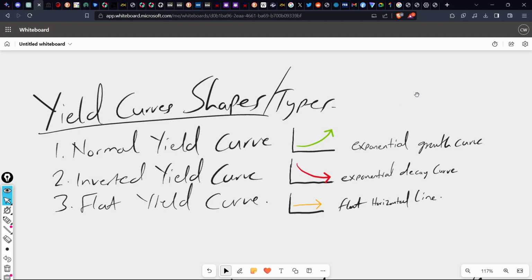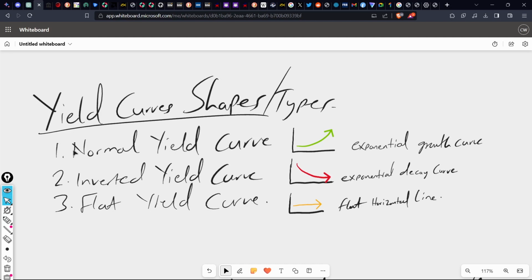Now let's talk about the shapes and types of the yield curves. Number one is the normal yield curve, as I've shown you above. It's an exponential growth curve. This is usually how it looks for the most part. Number two, inverted yield curve. It's an exponential decay curve, as you have seen the current curve is looking. And number three, the flat yield curve. Flat is just a horizontal line in general. So these are the three main types. There are no other types.